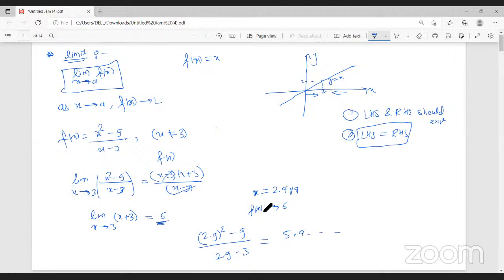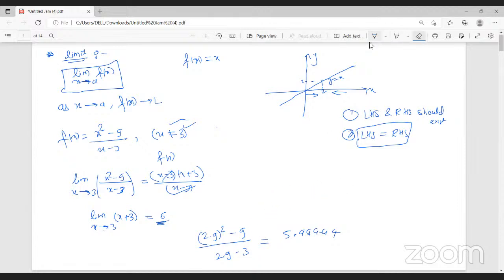So as my x tends to 3, say 2.99991, the value of f of x will tend to 6, nearby 6. That is basically the limit. Since here my function is not defined for x equal to 3, but still I'm getting a value at the limit: when x tends to 3, my function will tend to 6, right? So this is basically a limit.